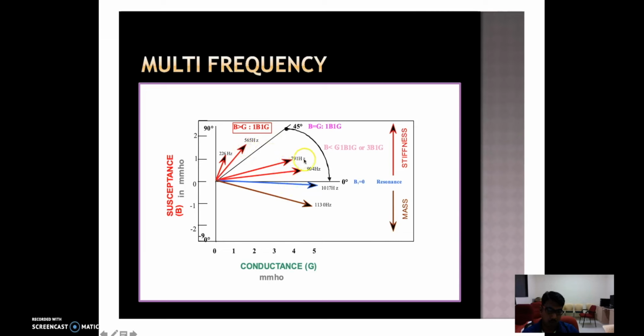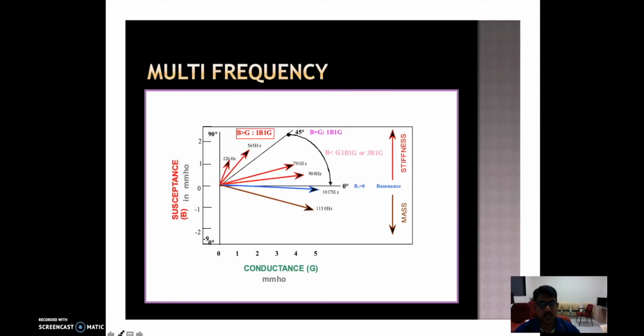In between, it crosses one place, that is 0 degree here, or it flows on the resistance axis, where the impedance offered by the mass component and the stiffness component is exactly equivalent, exactly the same, but in opposite directions, so they get cancelled, and that leads to resonance. So at this point, the total impedance is completely offered by the resistance. Okay.